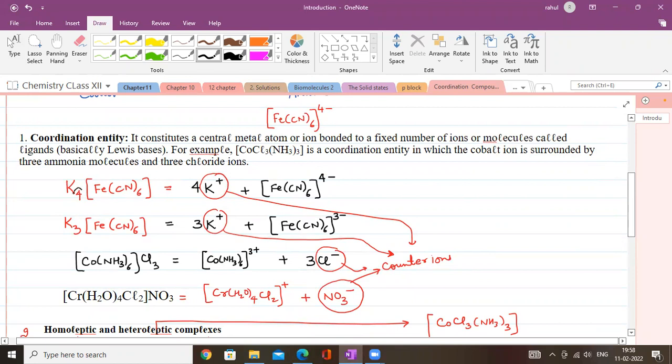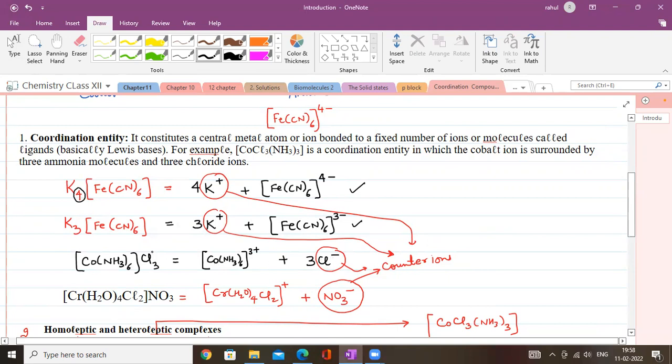If I try to ionize this, since potassium is K+, and how many do we have? We have 4. So I can write 4K+ plus, in order to maintain the charge, [Fe(CN)6]4-. In the same way, K3[Fe(CN)6] can be ionized to give you three K+ plus [Fe(CN)6]3-, because 3 positive and 3 negative, that means it becomes neutral. So this is how we split them up. Another example is [Co(NH3)6]Cl3. So it becomes [Co(NH3)6]3+ plus three Cl- ions.